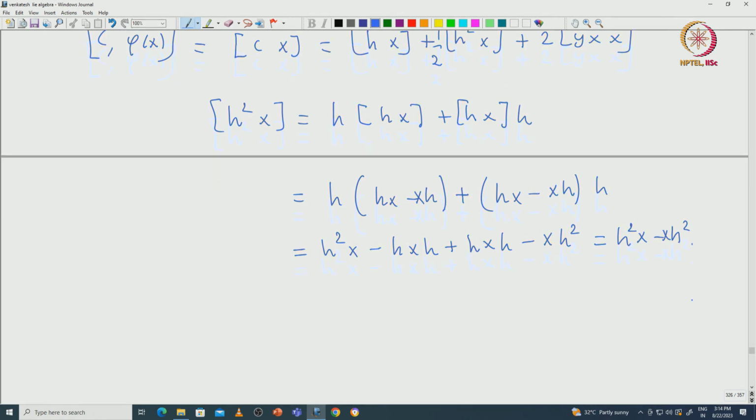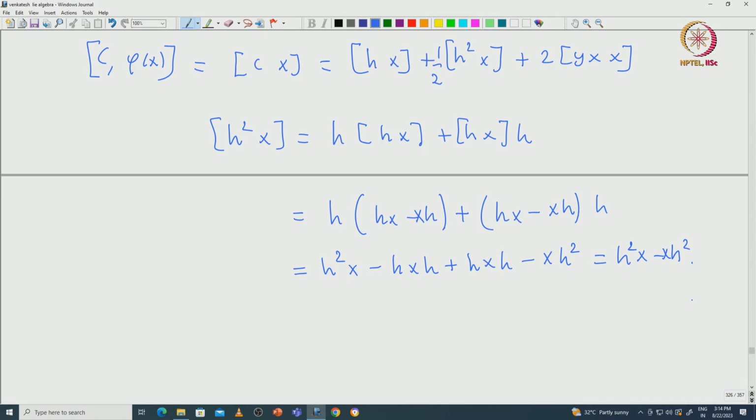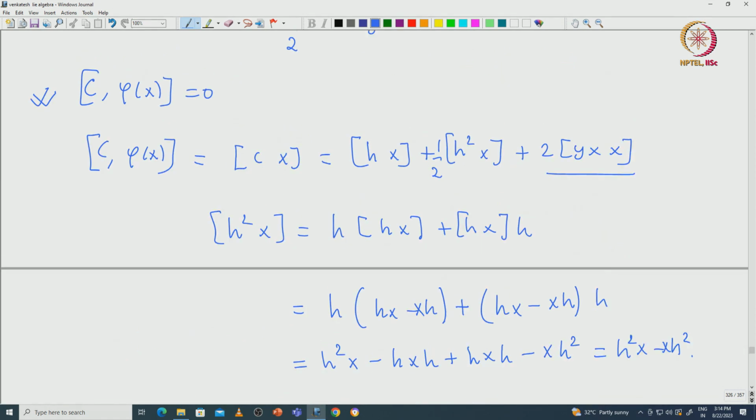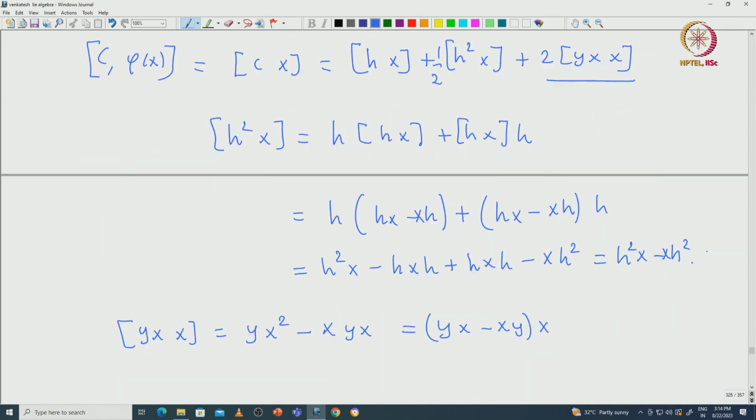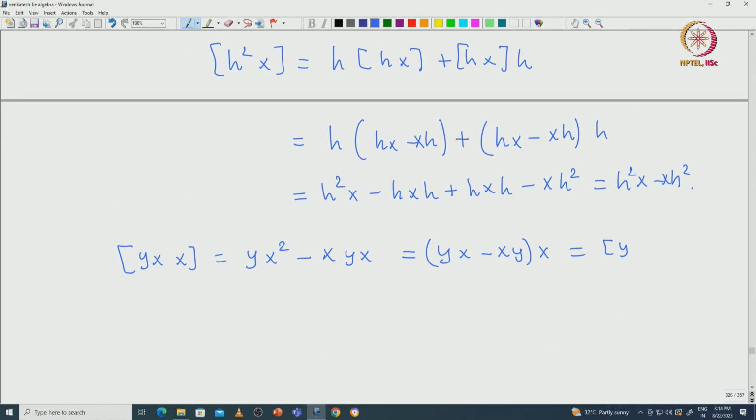Now using this you can rewrite the identity. Again let's look at what this second term means. The bracket y x x is nothing but y x square minus x into y x. If you pay close attention, this is exactly equal to y x minus x y times x. But bracket x y is nothing but h. So, this implies bracket y x will be minus h. You can replace it here by minus h. So, this is bracket y x x, this is minus h x.